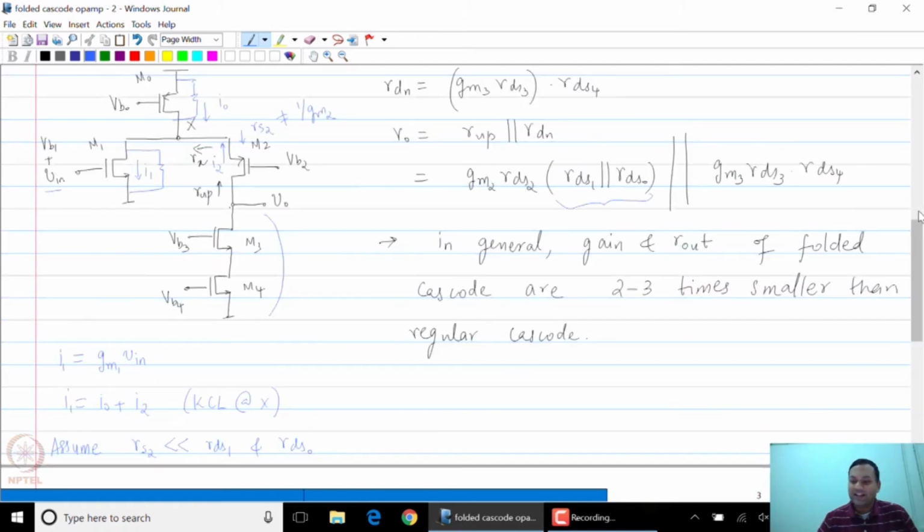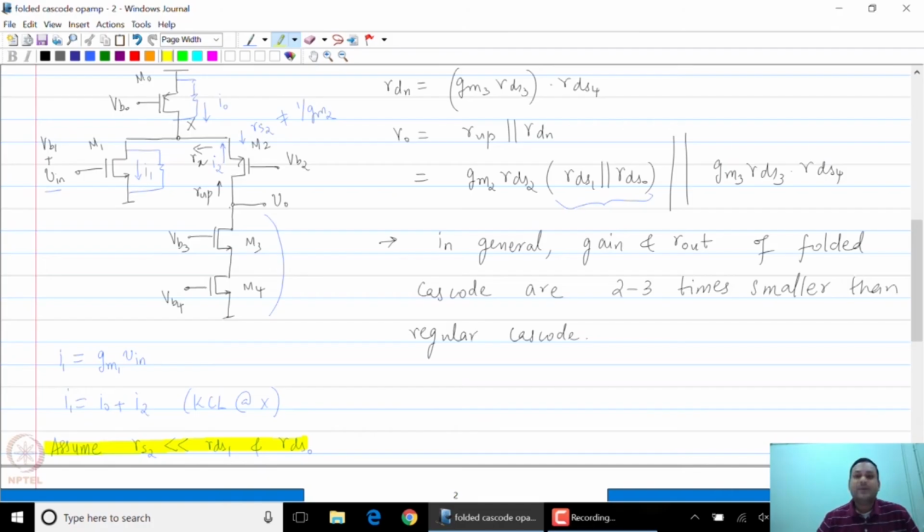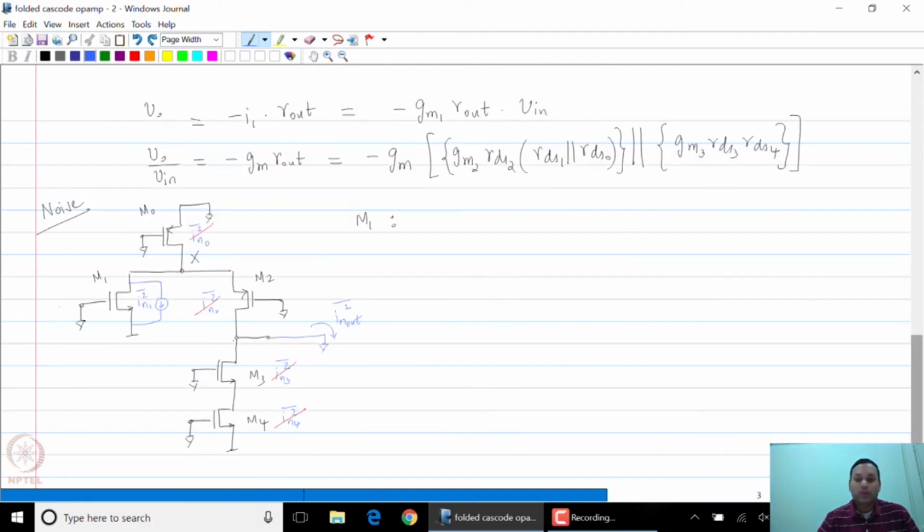As we have seen earlier, just right here, we have assumed that RS2 is much smaller than RDS1 and RDS0, so that most of the current flows through M2 to the output. And clearly, since we have designed a circuit such that that happens for the signal, you should expect that all of IN1 squared appears at the output. So the first component of IN out squared, which is IN out 1 squared, is equal to IN1 squared. So pretty much all of noise of M1 will appear at the output short circuit.